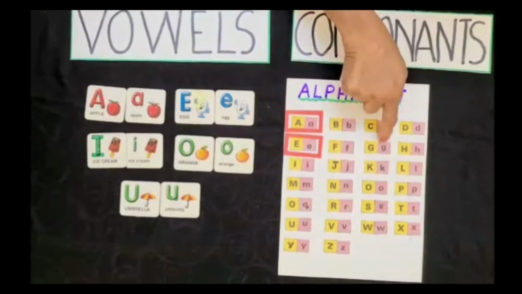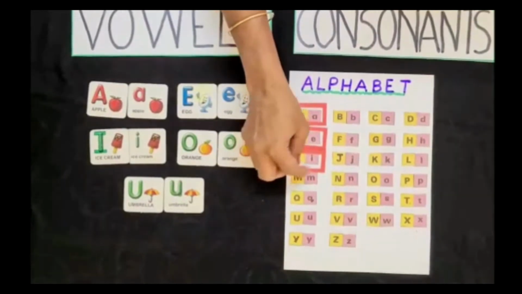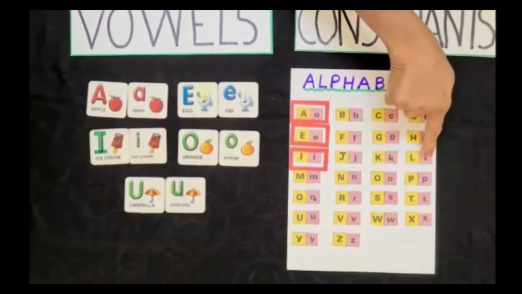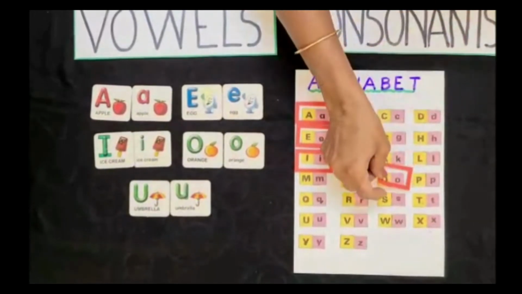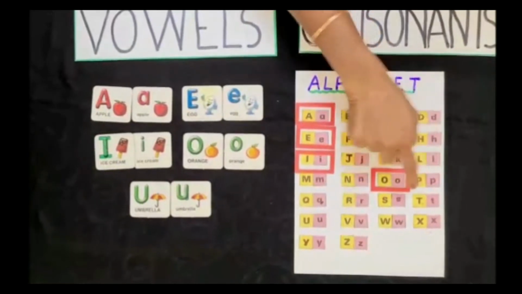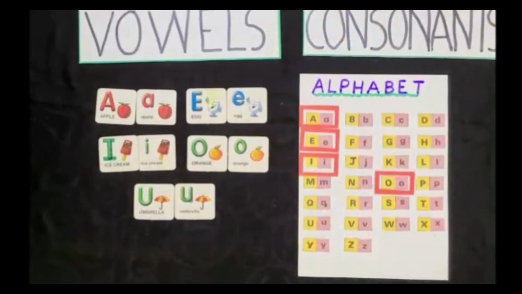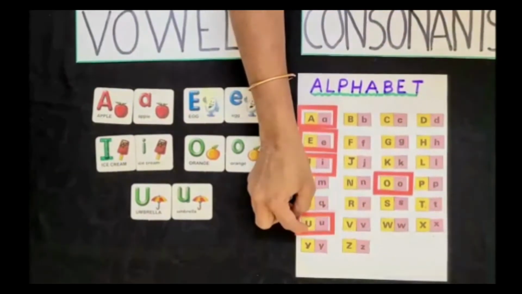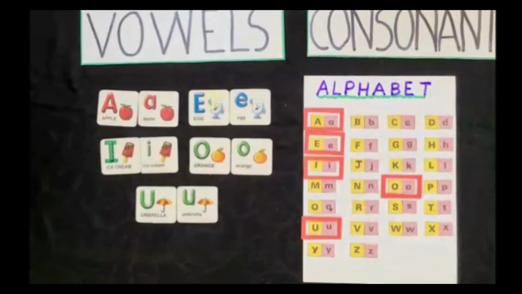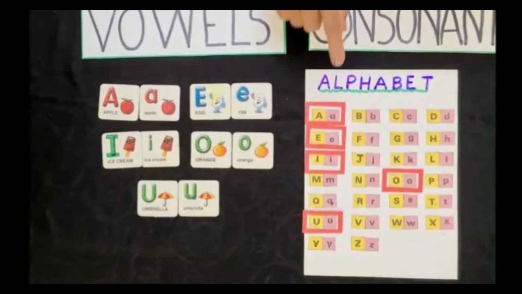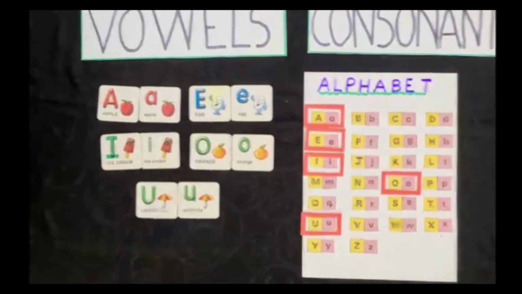F, G, H, I. Again I is a vowel. J, K, L, M, N, O. Yes, O is a vowel. P, Q, R, S, T, U. Again U is a vowel. V, W, X, Y and Z. So children, what did you learn? There are 5 vowels A, E, I, O, U and the rest are consonants.